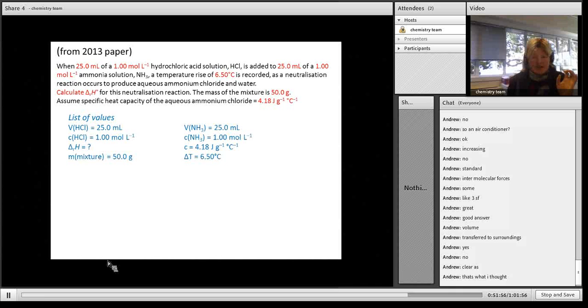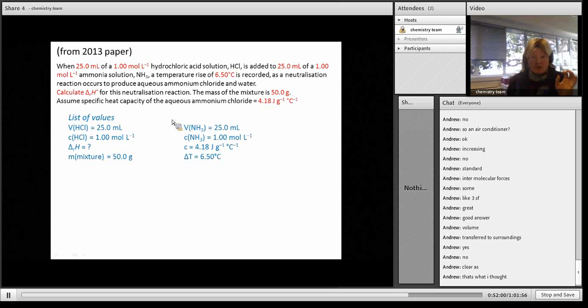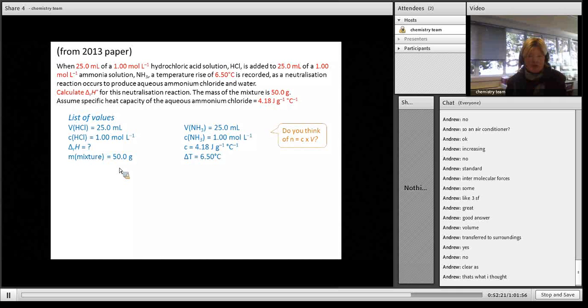And notice that I've got a mass for the mixture, okay, but you're told that the aqueous ammonium chloride, which is that mixture, is 4.18. So we're assuming it to be like water. So we know that 50 grams is that M when I go MC delta T. So, okay, there we've just got, remember to work out the moles, because we need per mole. So if we've got milliliters and moles per liter, hopefully you're thinking of C is equal to n over V.